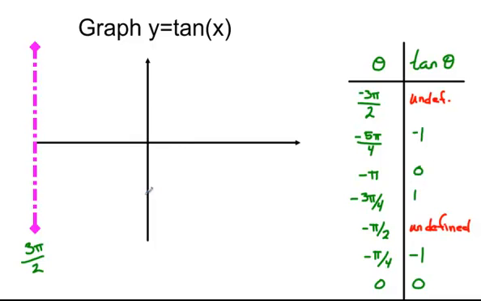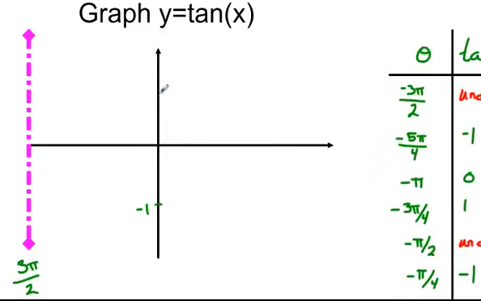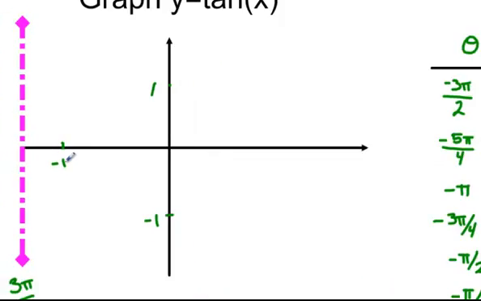That didn't come out too well. Let's try that again. Let's just make it green. 3 pi over 2, much better. Alright, then if we're looking at negative 5 pi over 4, we're going to be at negative 1. At negative pi, we're going to be at 0. So let's go ahead and mark that here, and that's going to be our negative pi.